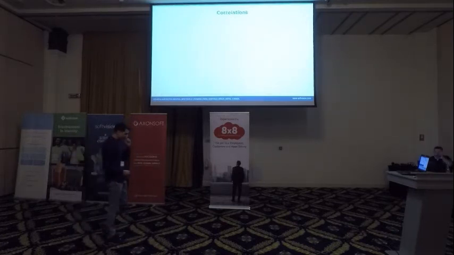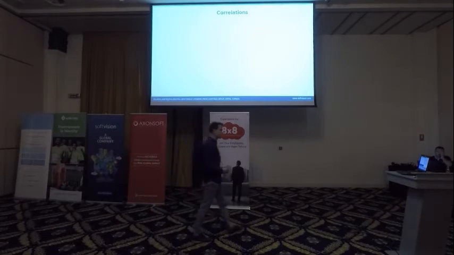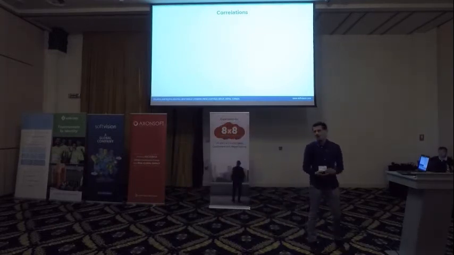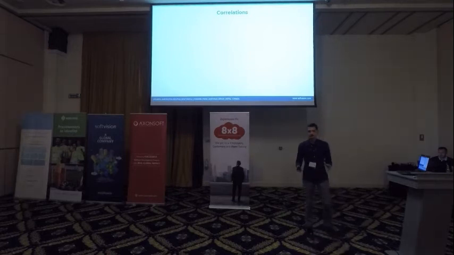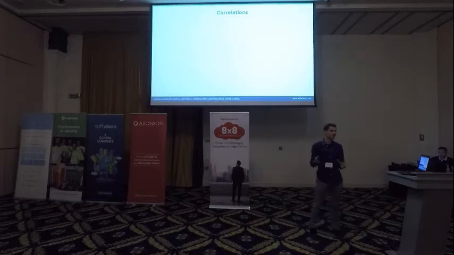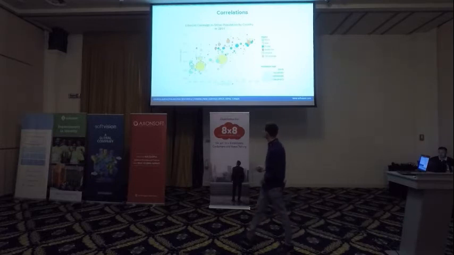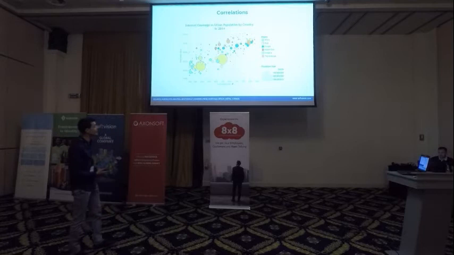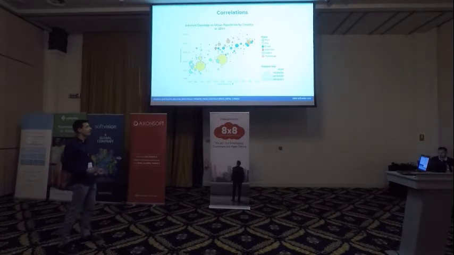Now, another scenario is correlations. When we're talking about correlations, we talk about cases where you want to compare and understand how two measures are affecting each other, or how they correlate. For example, let's look at the internet coverage by country compared to urban population. So each dot here, each circle, represents a country, color-coded by its region.